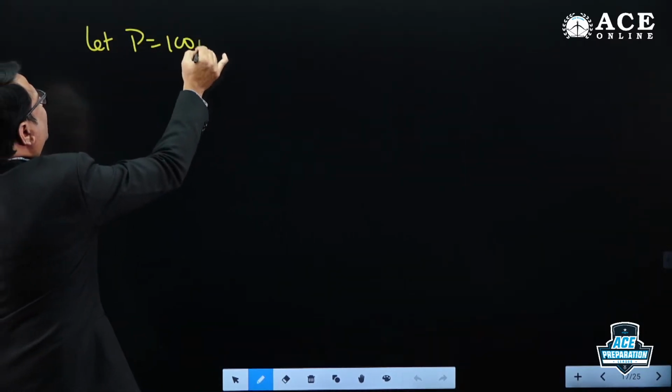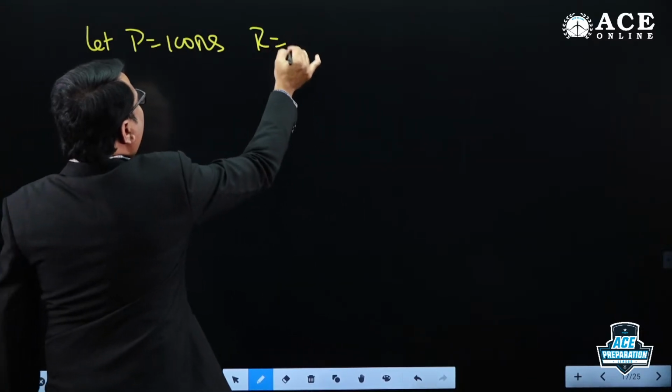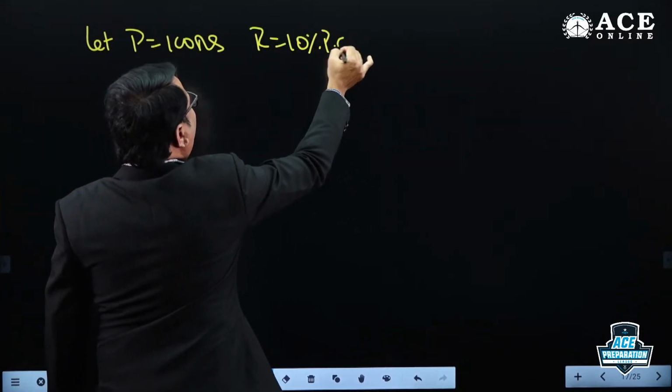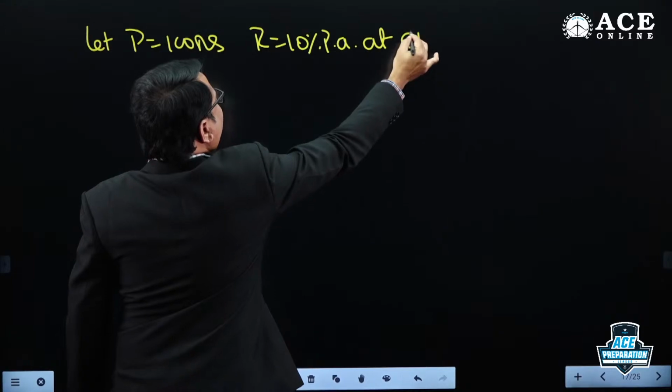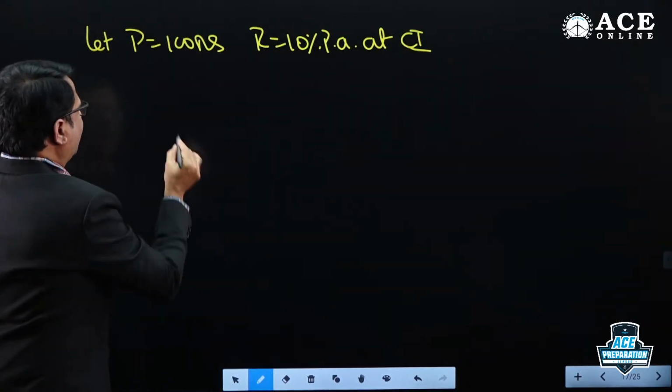Let principal equal 100 rupees. Rate of interest is 10% per annum at compound interest. At compound interest. Okay.